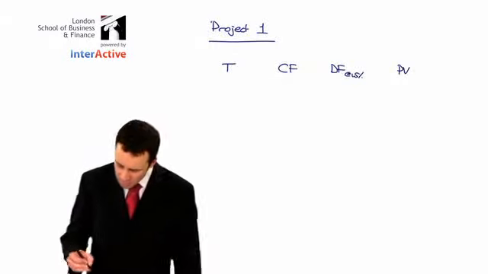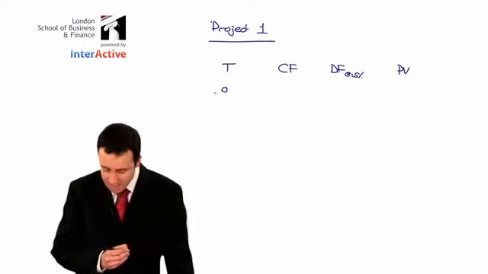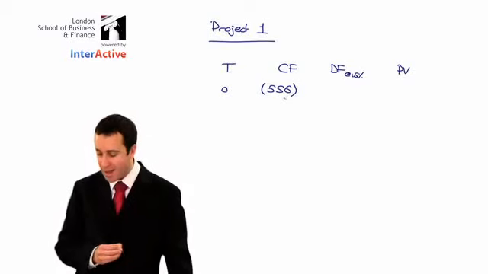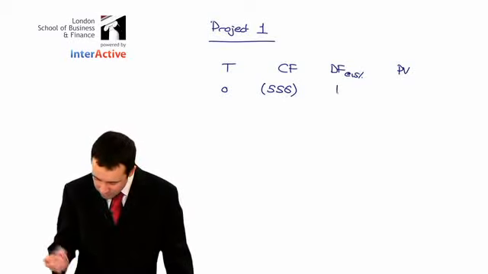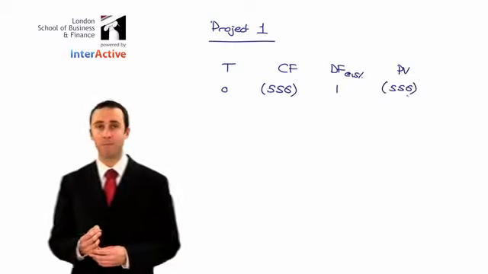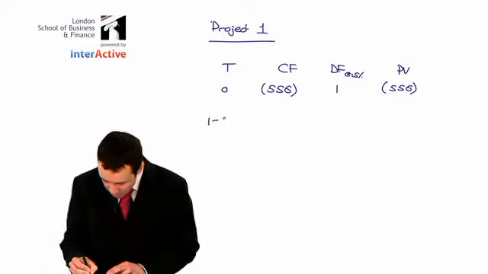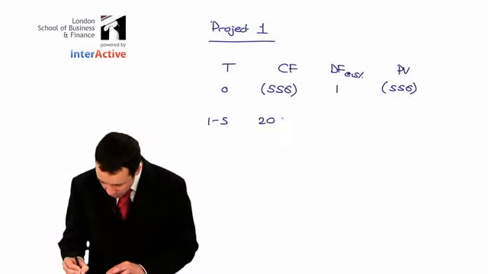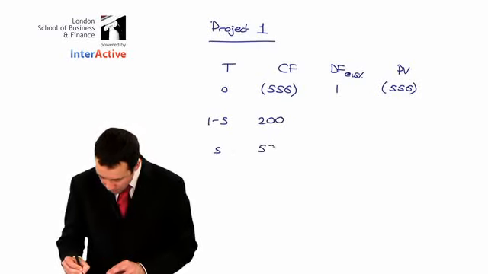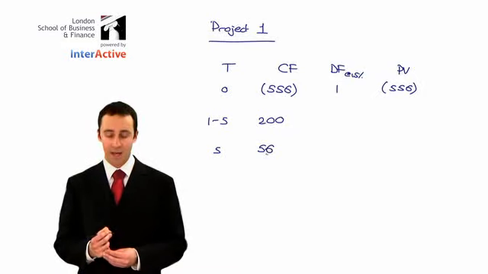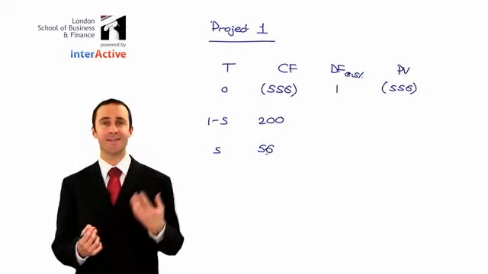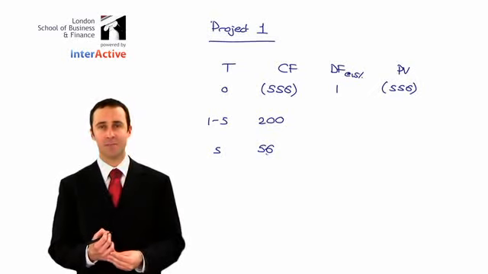In terms of Project 1, at T0, we invest £556,000. Discount factor at 15%, well at T0, that will always be a discount factor of 1. We then have T1 to 5, we get constant annual cash flows of 200,000. At T5, we then scrap the item for £56,000. We need an annuity factor for 5 years at 15% and a discount factor for 5 years at 15%.